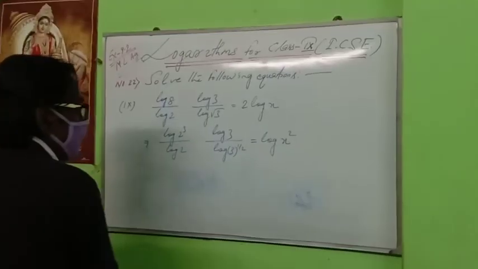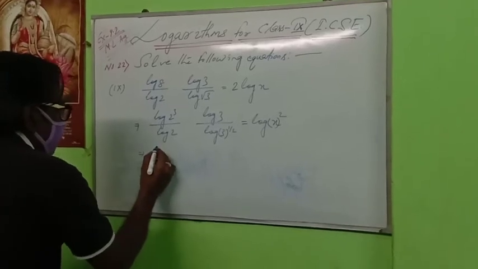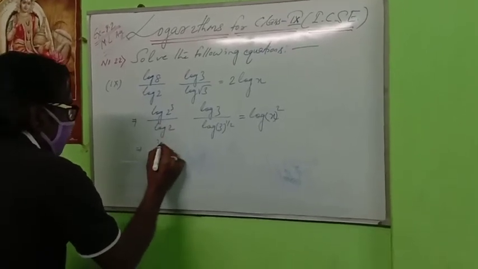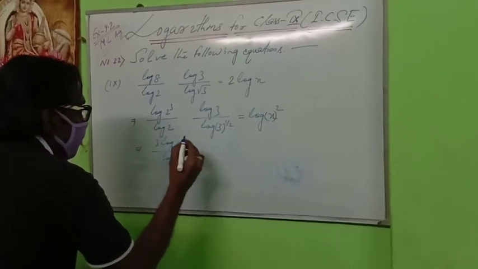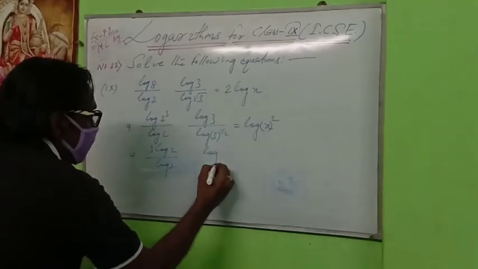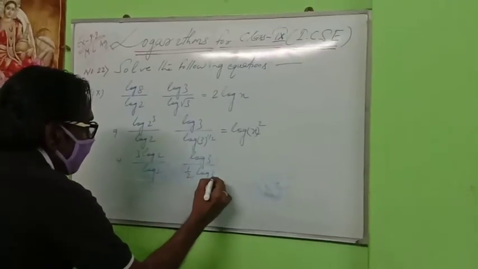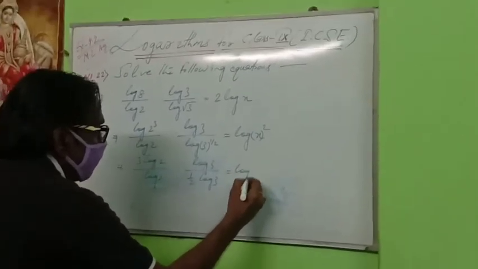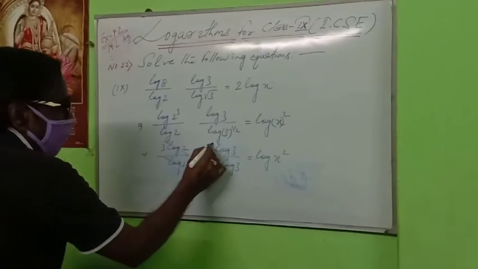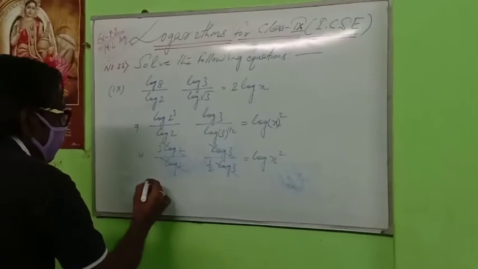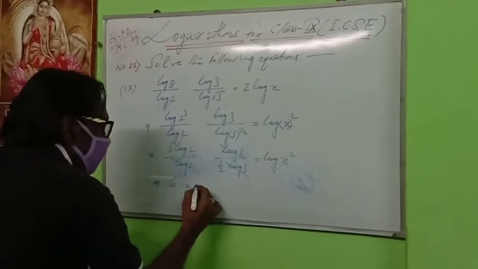x square. Okay? x square. Now this will be 3 log 2. 3 log 2 and log 3. 3 log 2 by log 2 into this is log 3. This half will be outside, log 3 is equal to log x square. Now this log 2 cancels out. Log 3 cancels out. This 2 will go up. Finally what are you getting? 6. 6 is equal to, okay, write here 2 log x.